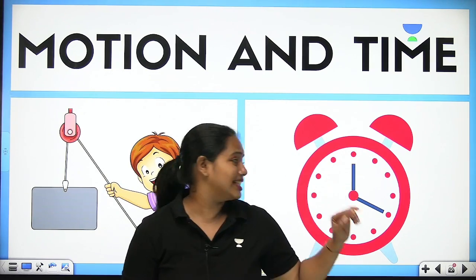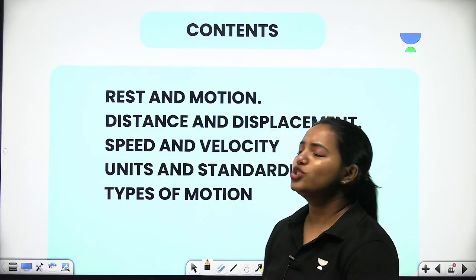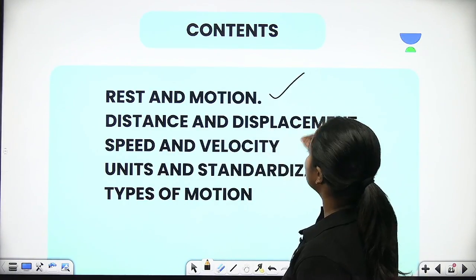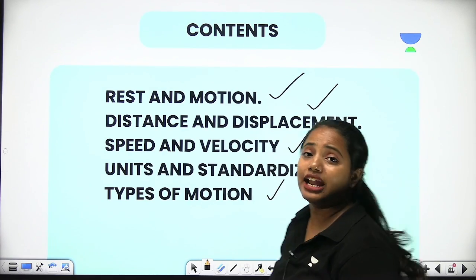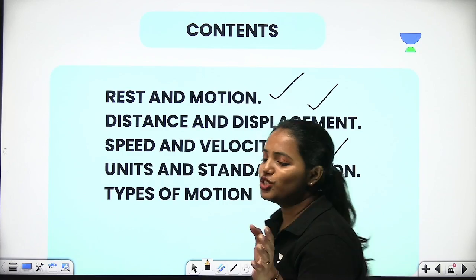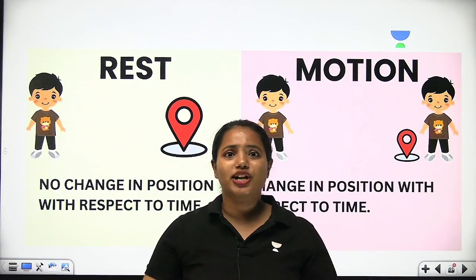So let's get started, and here we are going to start off with our basic contents. What are the basic contents? Rest and motion, distance and displacement, speed and velocity, units and standardization, and finally types of motion. So let's continue with the very first topic. It's all about rest and motion.